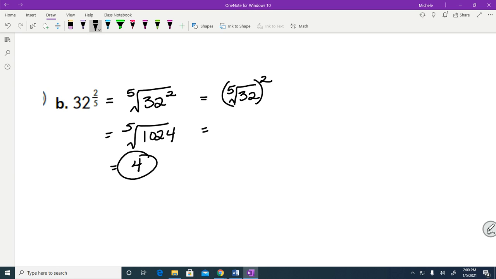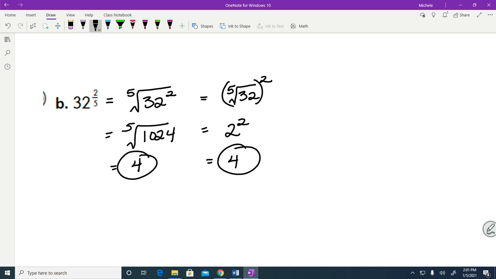Now, let's see what happens if I do it the other way. What is the 5th root of 32? So I go to my power chart. The 5th root of 32 is 2. And then 2 squared is 4. So both methods will give me 4 as my answer.